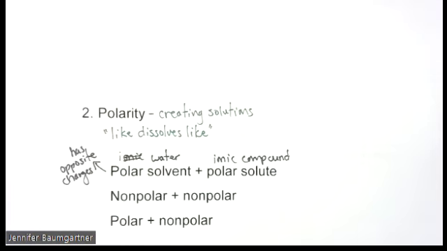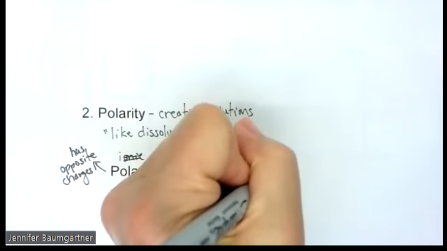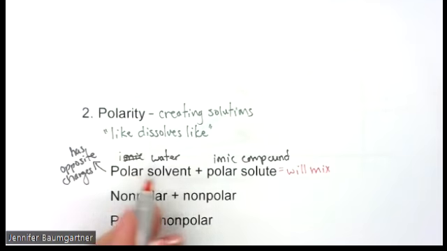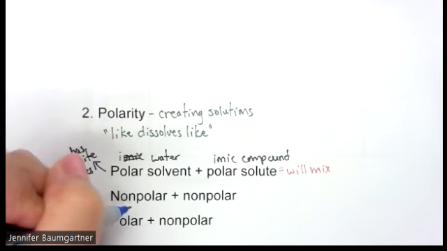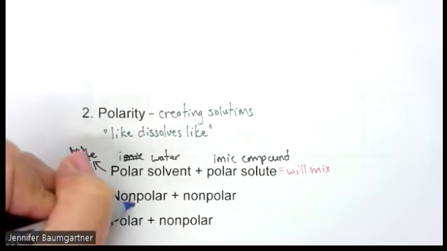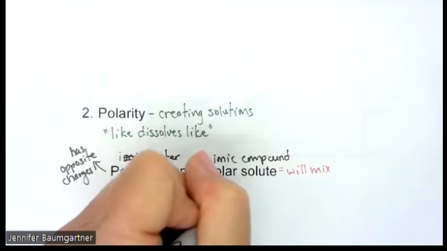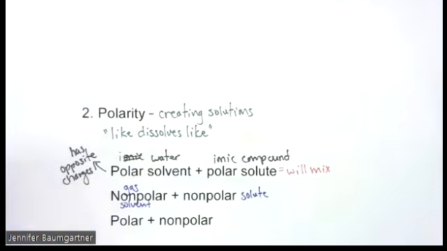So water is polar and ionic compounds are polar. If you put a polar solute into a polar solvent, they will mix. So this will mix. They are alike, so like dissolves like. Not everything is polar. Things like benzene or gasoline. So let's say gasoline, this is a common nonpolar solvent. And a common nonpolar solute would be motor oil.